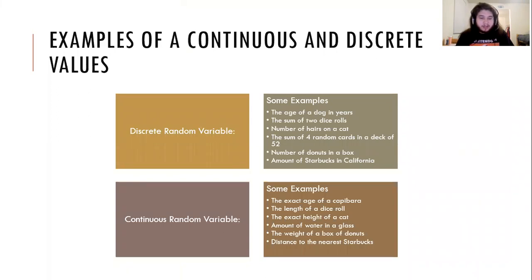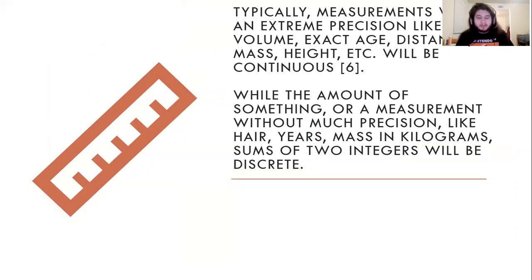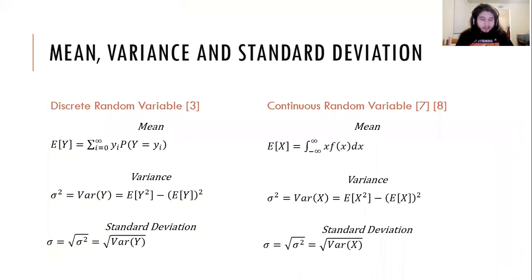Here's a small example list of what could be counted as discrete and continuous random variables. Now, typically, I like to think of measurements with an extreme amount of precision, like volume, distance, and mass, as continuous, and on the other hand, the amount of something or a measurement without much precision, like years, mass, and kilograms, as discrete. Here are ways to calculate mean and expected value, variance, and standard deviation for both variable types. In probability, when we refer to a random variable, we use capital letters. As you can see, there's not much difference between the two, with the biggest difference being the mean, with discrete using sums while continuous uses integrals.